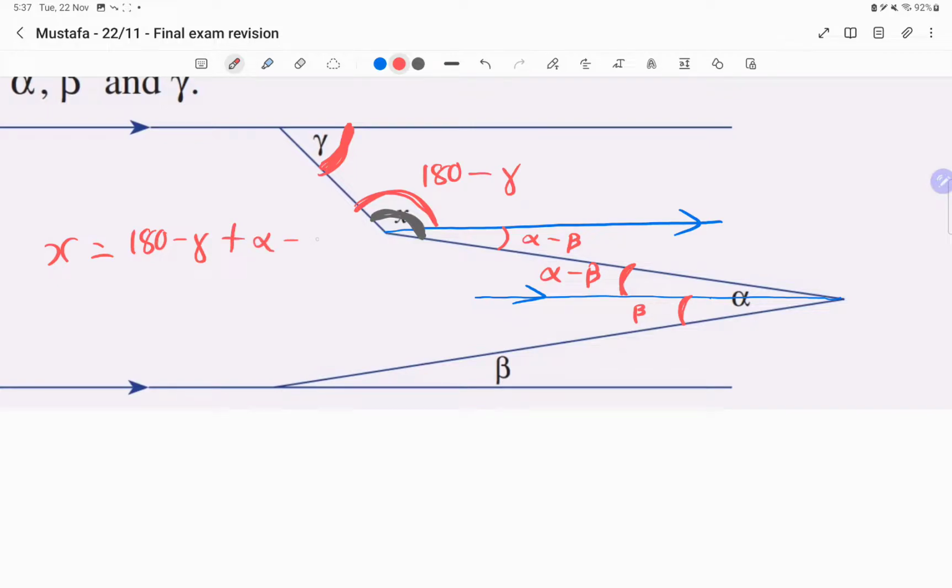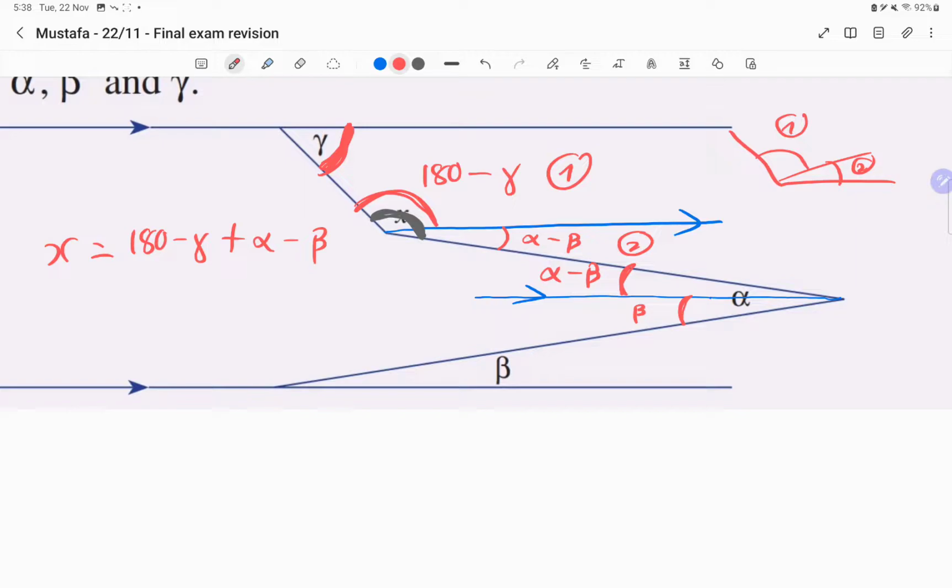Plus alpha minus beta. Does that make sense? Because remember, we split x into this one and this one. The first angle is this one, the second angle is this one. You just add them up, you get x.